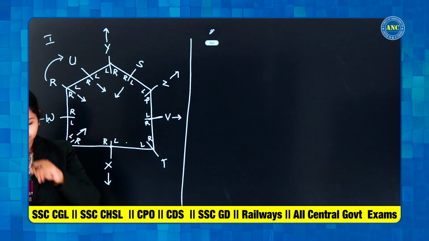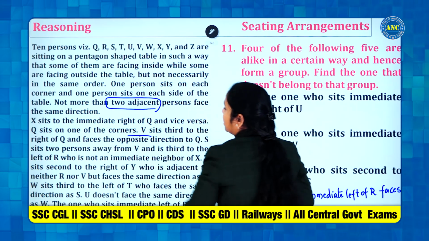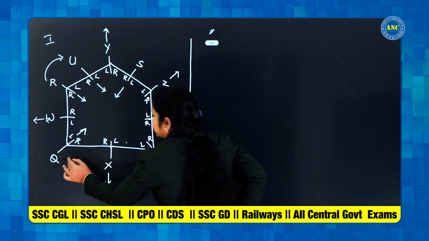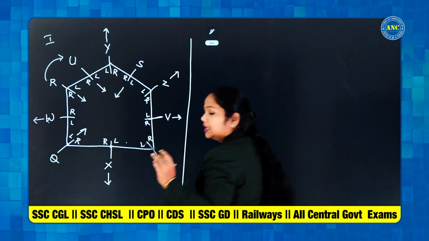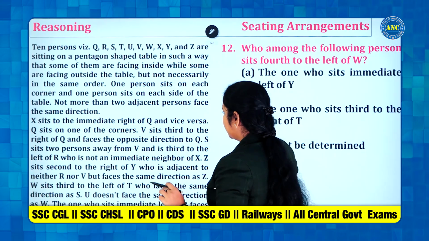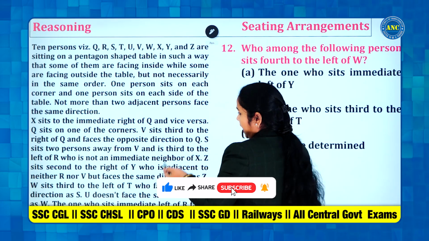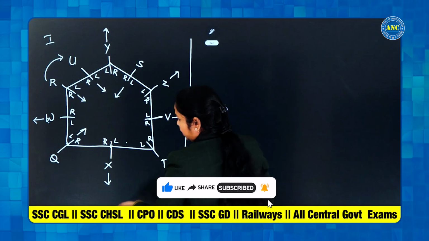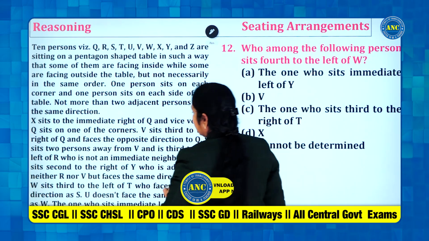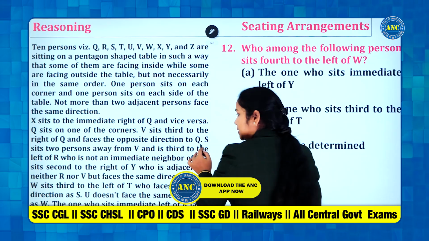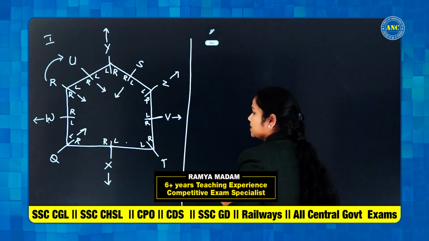X sits immediate right of Q and vice versa. X is sitting immediate right of Q, and Q is sitting immediate right of X. Next, Q is sitting on one of the corners, and V sits third to right of Q and faces the opposite direction as Q. So Q is facing inward, so V is facing away from the center.